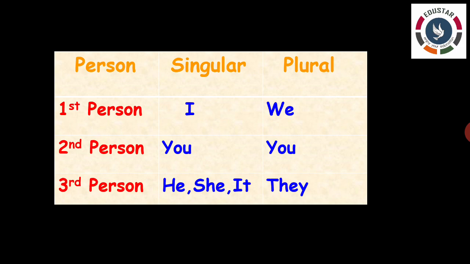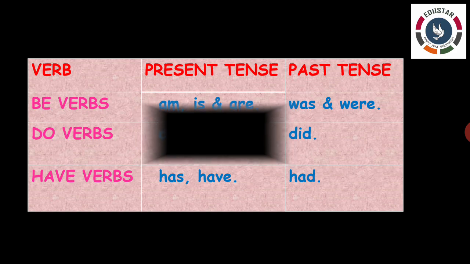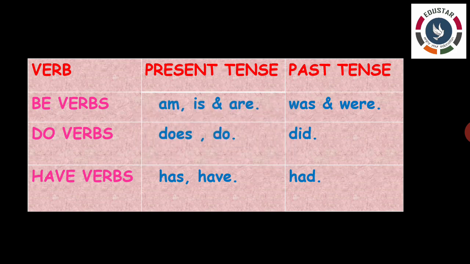Now let us see the be verbs, do verbs and have verbs. What are the be verbs? Present tense be verbs are am, is and are, and past tense be verbs are was and were. I have attached do verbs and have verbs for present tense and past tense. Have a look at this tabular column and recall it.